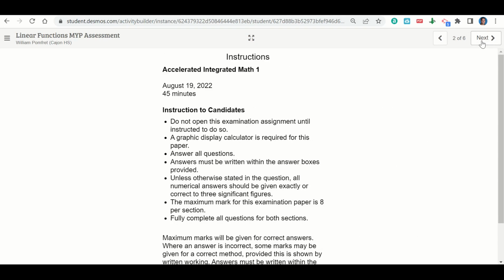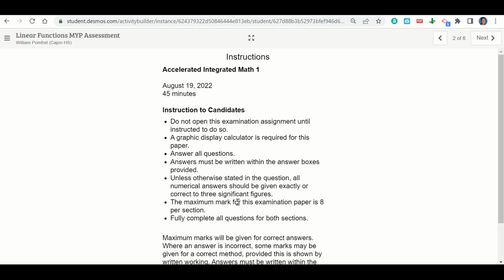Here are the instructions. This assignment will be taken on August 19, 2022. You have 45 minutes to complete the assignment. Here are your instructions. Do not open the examination until instructed to do so. You can use a calculator. You must answer all of the questions. Answers must be written within the answer boxes provided, so you'll just type your answers into the boxes provided. Unless otherwise stated in the question, all numerical answers should be given exactly or correct to 3 significant figures. What that means is you'll round to the 3rd decimal place.